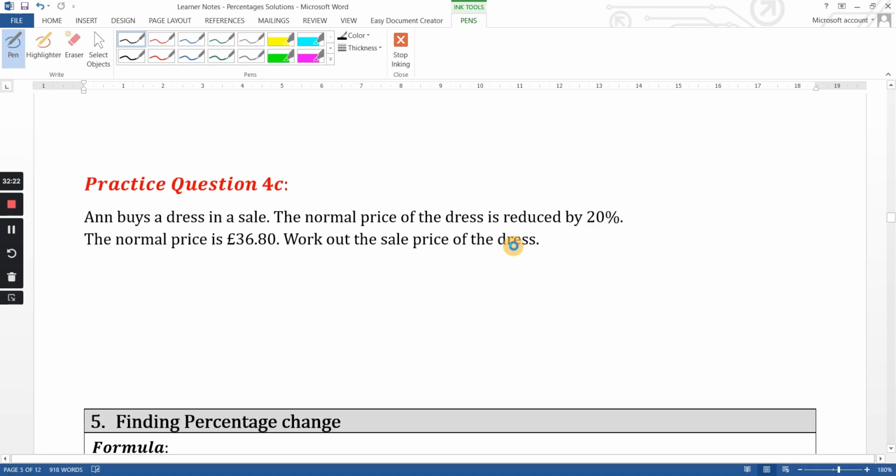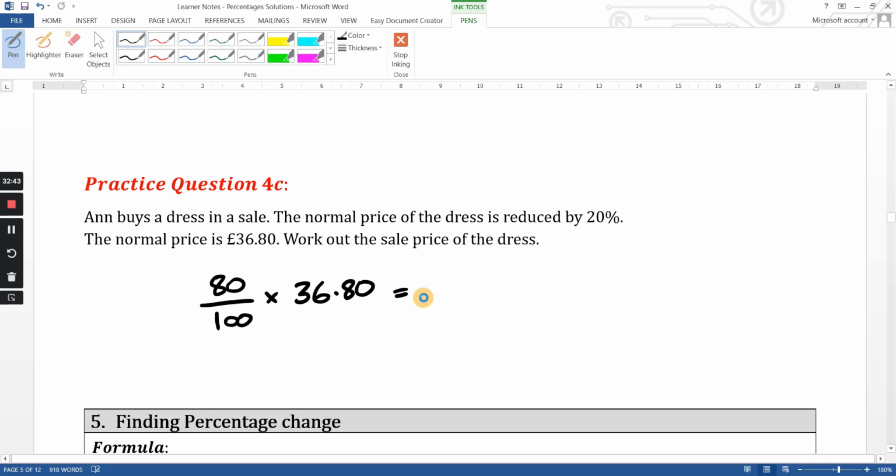And practice question 4c, Anne buys a dress in a sale. Normal price of the dress is reduced by 20%. The normal price is £36.80. Work out the sale price. So again, if it's reduced by 20%, you've got 80%. Or you need to work out 80%, sorry. You need to work out 80% of the amount.